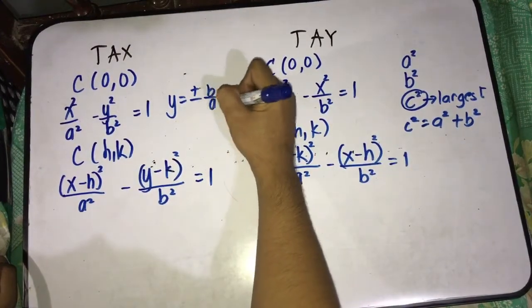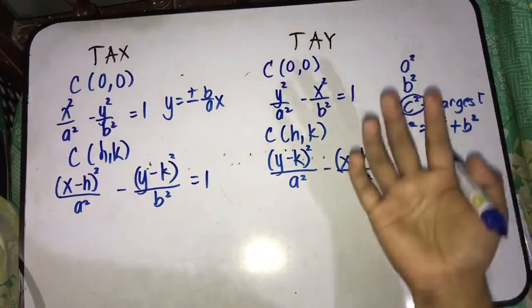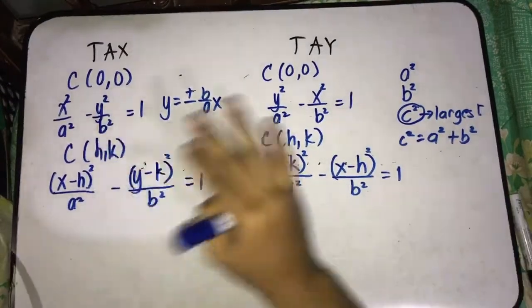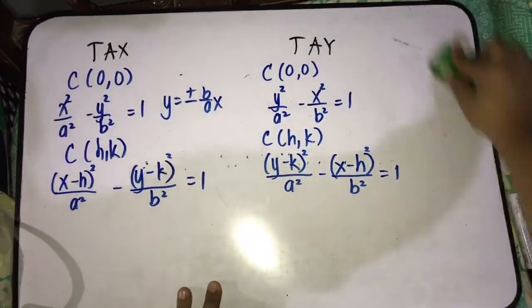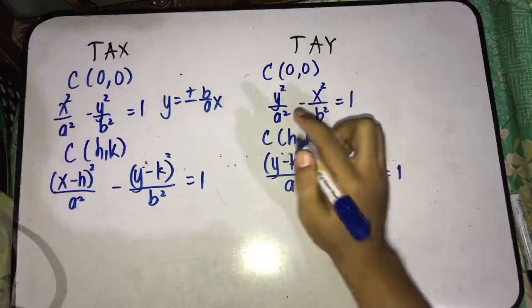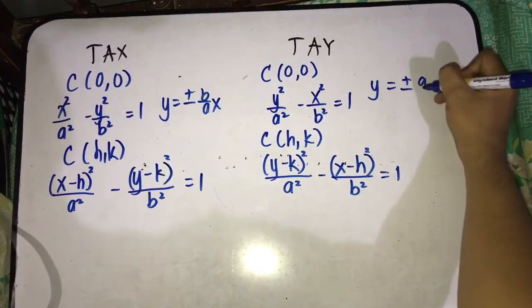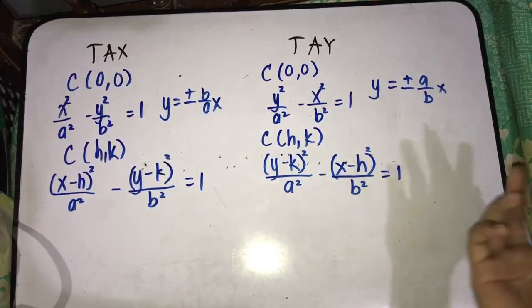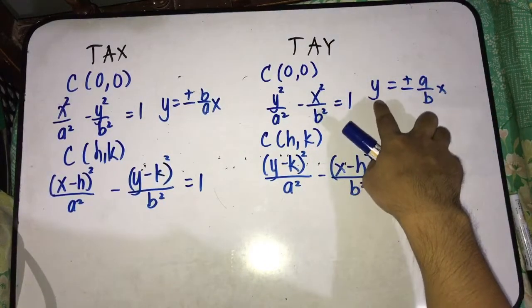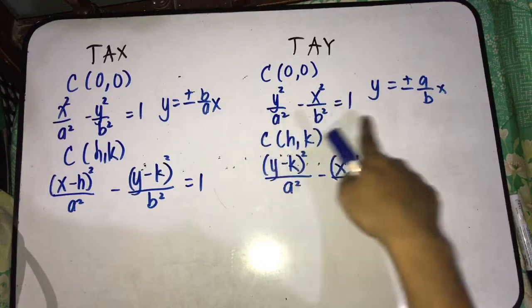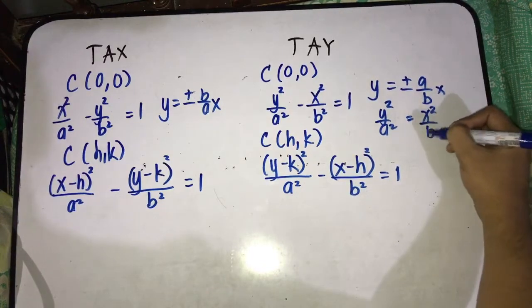So, we'll now be talking about the asymptotes. If we have transverse axis x and the center is located at the origin, the asymptotes would be y is equal to plus or minus b over a times x. So this will be the equation of the asymptotes because asymptotes are also lines. And for the transverse axis y, it becomes y is equal to plus or minus a over b times x.